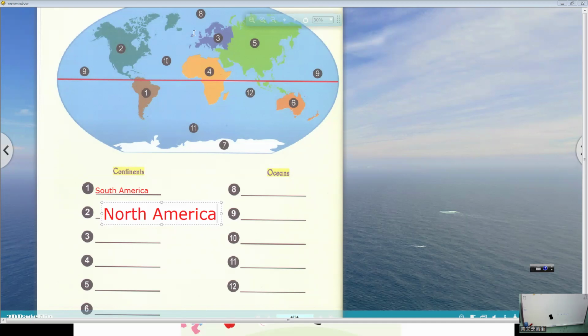How about number 3? What continent is that? Europe. EU makes the sound U. Okay, Europe. Yes, there's a lot of desert here.